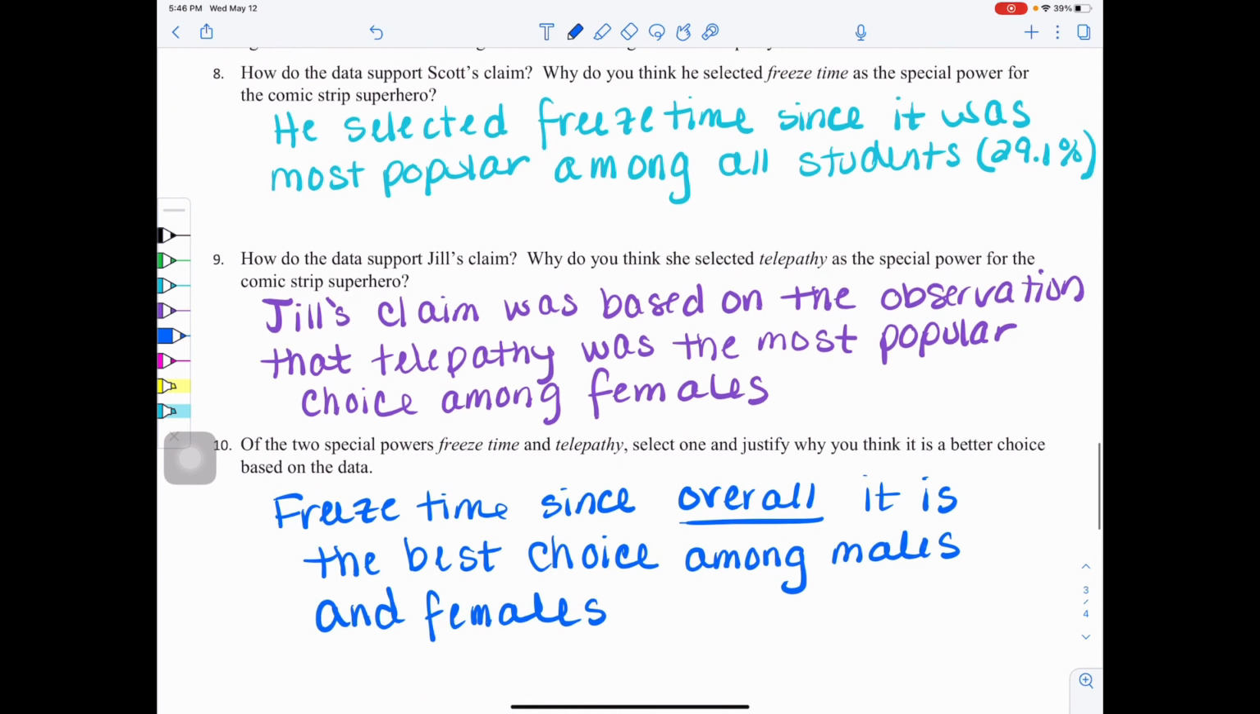Then in number 10, of the two special powers, freeze time and telepathy, you have to select the one you think would be the better choice based on the data. So that would be freeze time, since overall it is the best choice among males and females, because remember, this is going to be for the entire class. That's going to include both. So it's best to use what's best overall to address the class. And this concludes your lesson on summarizing bivariate categorical data with relative frequencies.